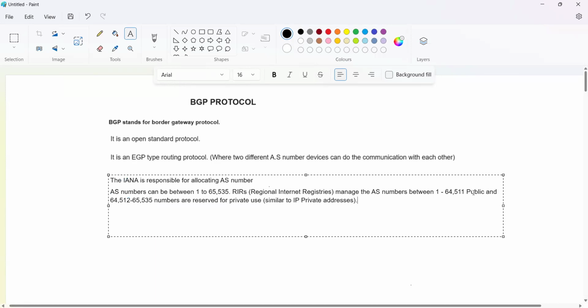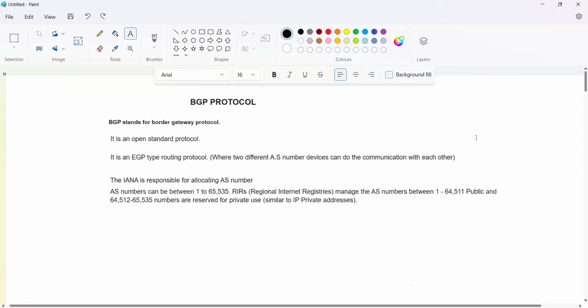For the public range, if you take it, yearly we have to pay, like domain names, whichever .com or .net, xyz.com. Yearly it is rented. If you do not pay after one year, you lose your domain and other persons can buy it. Likewise, we have to buy AS numbers from IANA.